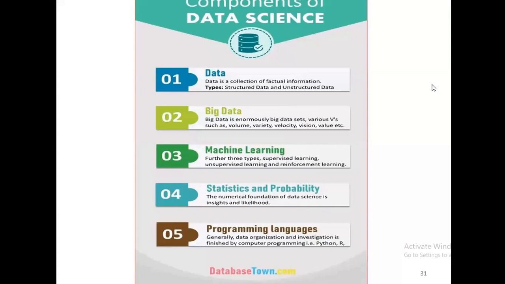Big data deals with large data sets which traditional systems are unable to process. Big data is enormously big data sets, with various V's: volume, velocity, variety, value, veracity, vision, validity, etc. Machine learning is learning from the observational data. There are 3 types of data we are handling in the real-time environment. Any doubts, please ask me.